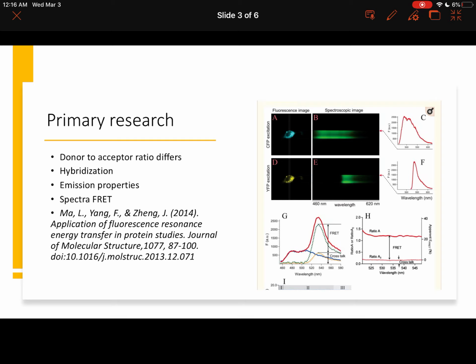Now going on to this primary research study. In this study, the researchers reviewed the current stage of FRET methods development with the main focus on its application in protein studies in biological systems. The key question being asked here is, does altering the donor-acceptor ratio affect FRET efficiency?